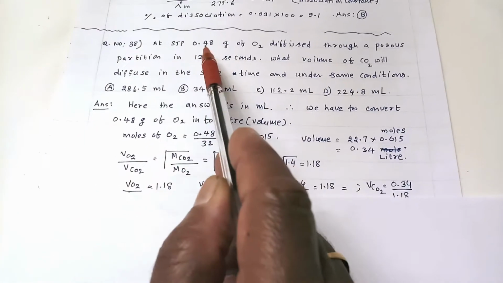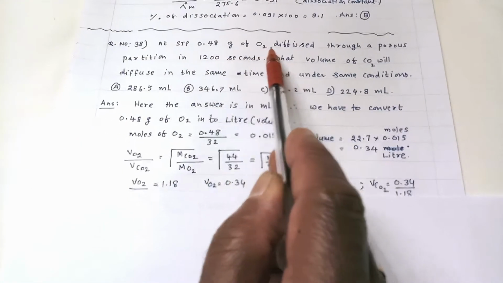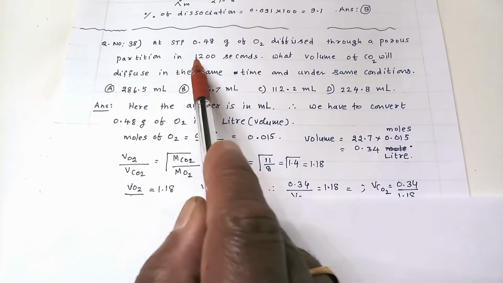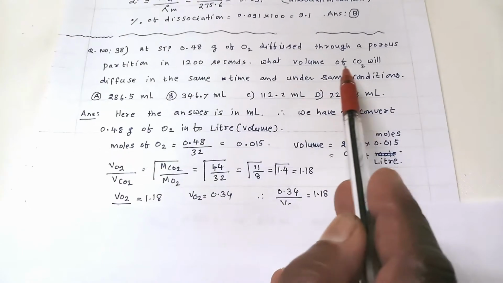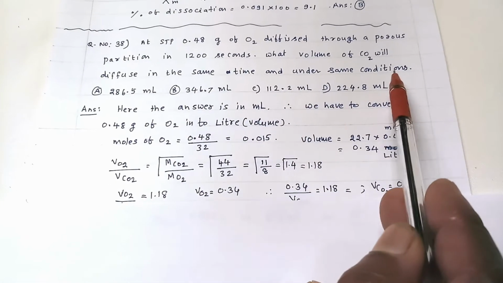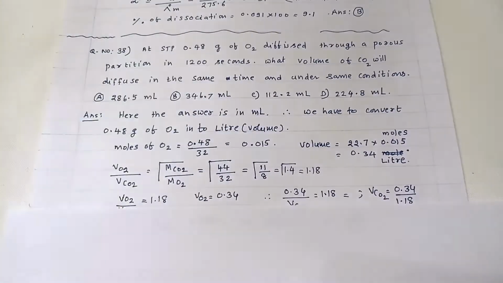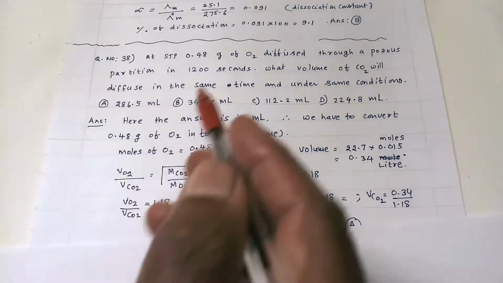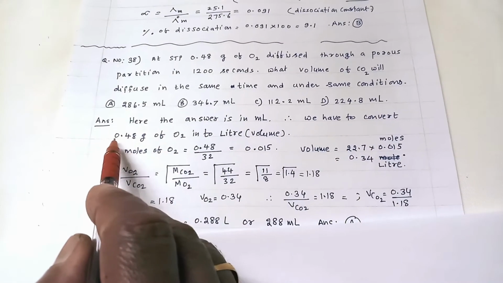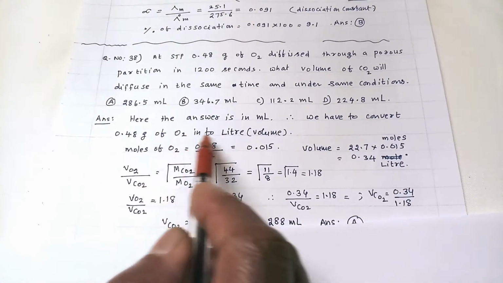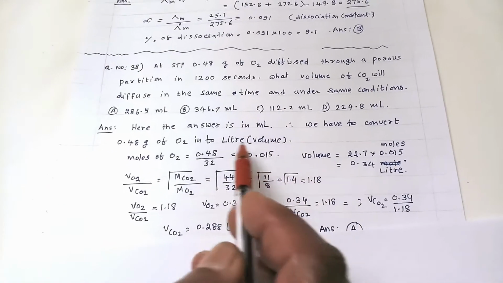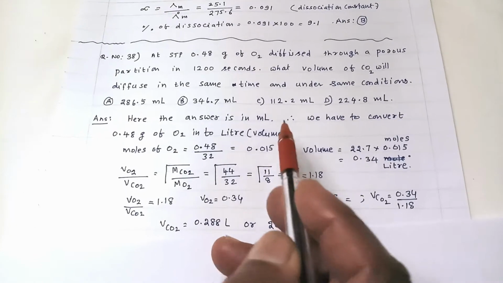At STP 0.48 grams of oxygen diffused through the porous partition in 1200 seconds. What volume of CO2 will diffuse in the same time and under the same conditions? So here the answer is in ml. So we have to convert 0.48 grams of oxygen into liters. So since the answer is in ml, first we'll convert it to liters and do it.